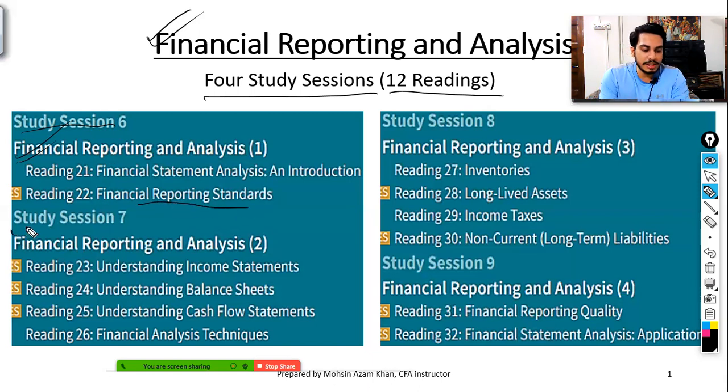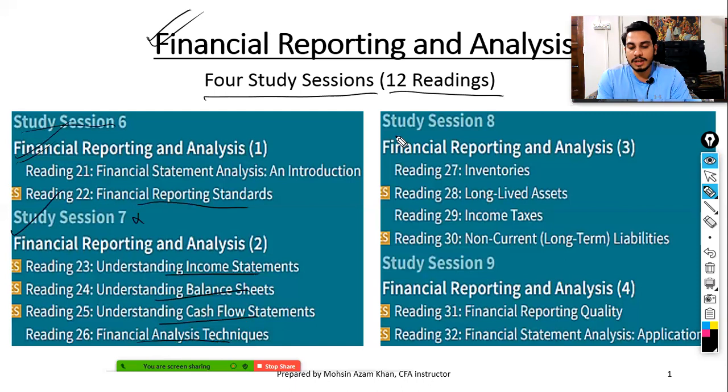The second study session of financial reporting and analysis is very important. It opens you up to different financial statements, such as understanding income statements, understanding balance sheets, understanding cash flow statements, and financial analysis techniques. It makes you learn those techniques.